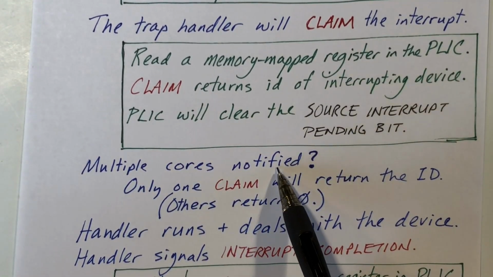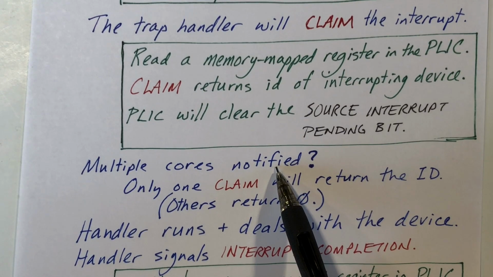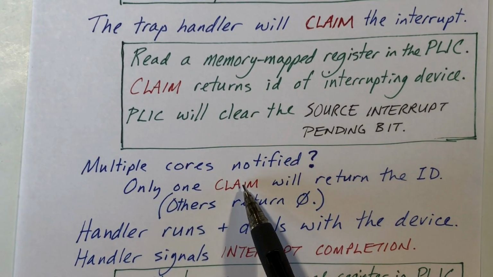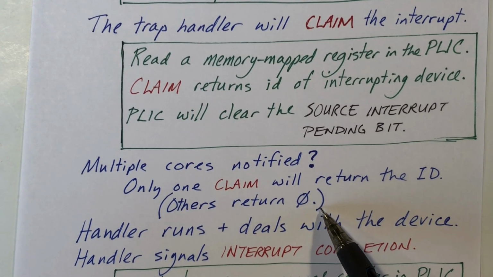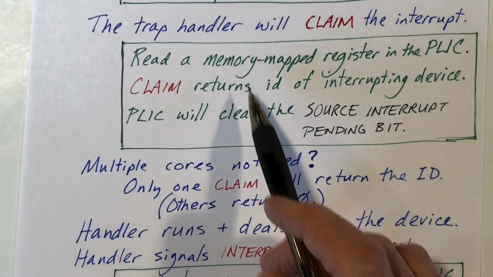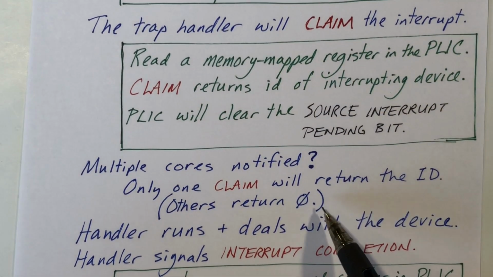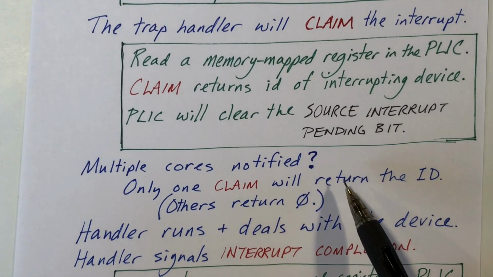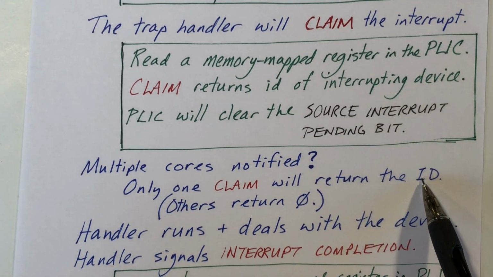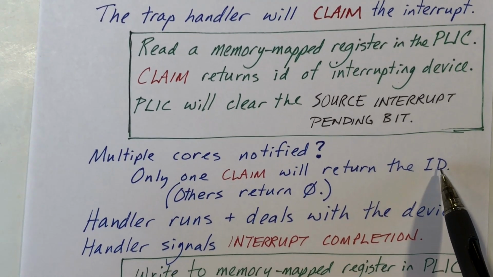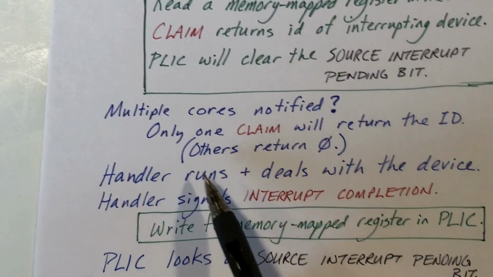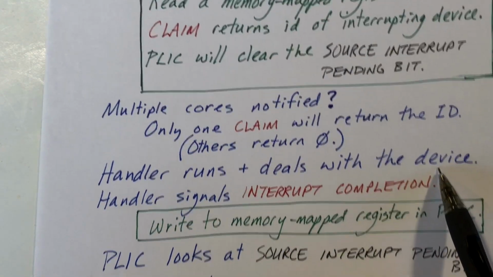What if there are multiple cores that are enabled? Only one should get the interrupt. Okay, so only one claim will return the ID of the interrupting device. The PLIC will make sure that the others get a 0 when they read this memory mapped register. So when they get a 0, they'll say, oh, I didn't get it. Okay, I can go back to doing whatever I was doing. Whereas the handler code in the core that actually got the ID will then go on to communicate with the device and take care of whatever operation is required. So at that point, the handler code will run and deal with the device.